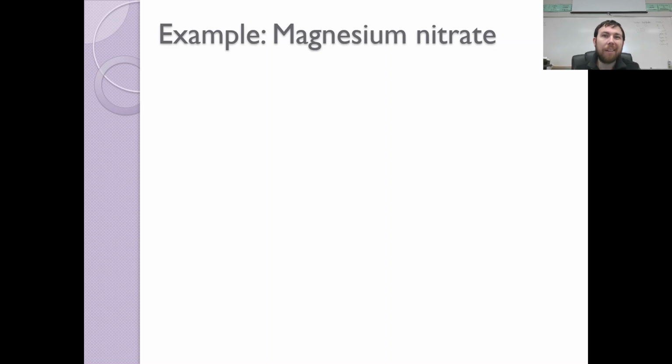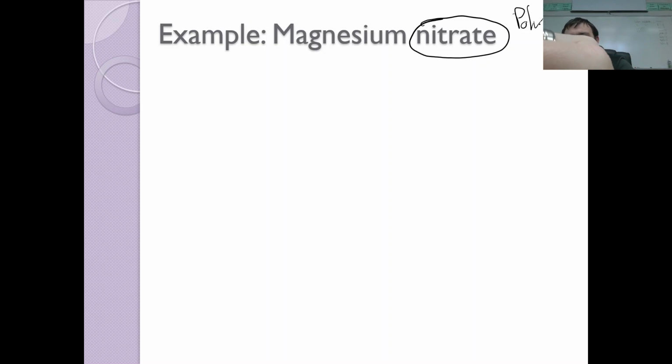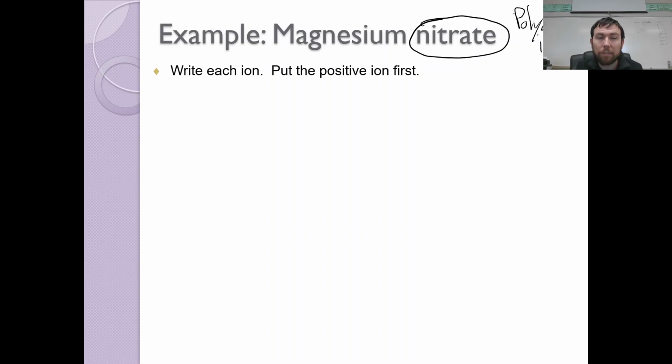In this case, we've got magnesium nitrate. Again, we want to check to make sure that it's ionic. We've got magnesium, that's Mg, that's a metal. Nitrate ends in ATE. It's not the IDE ending that I'm expecting. So when I see that ATE ending, that lets me know this is probably a polyatomic ion, right? So first things first, I write each ion, putting the positive one first.